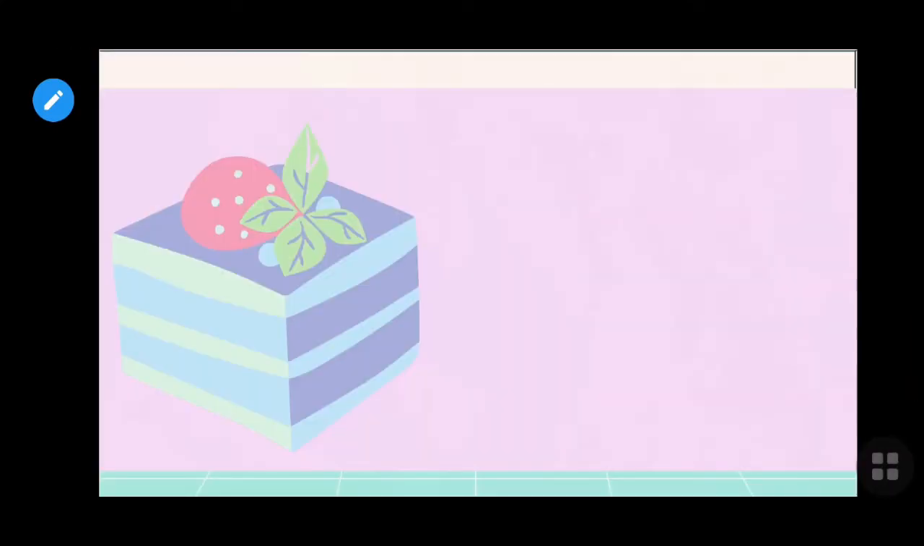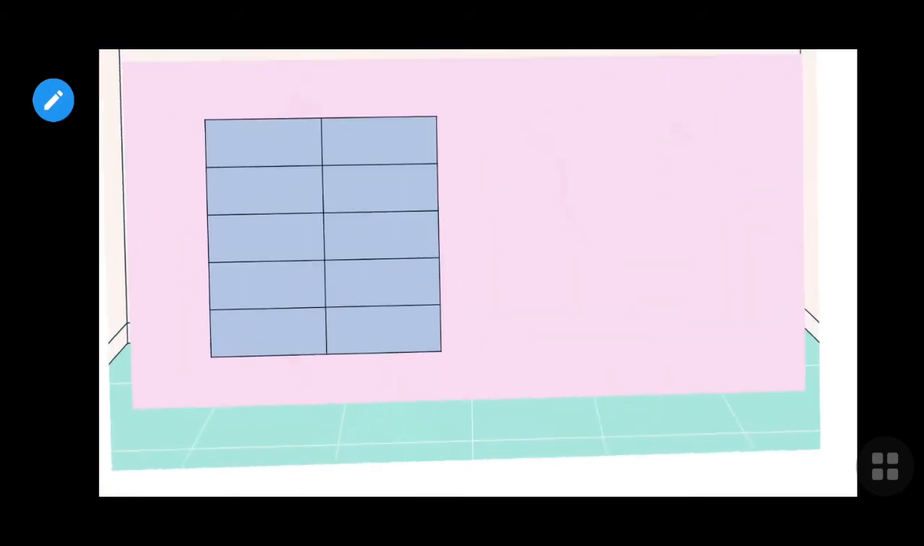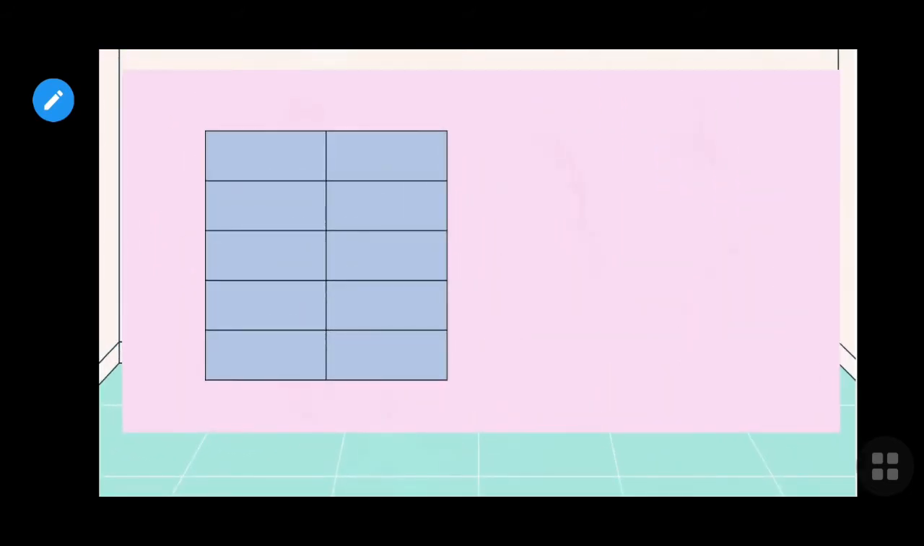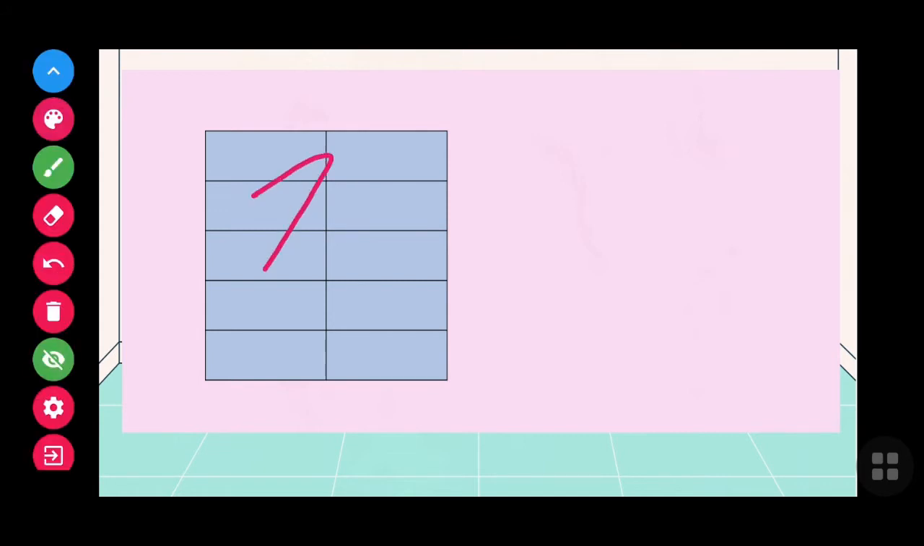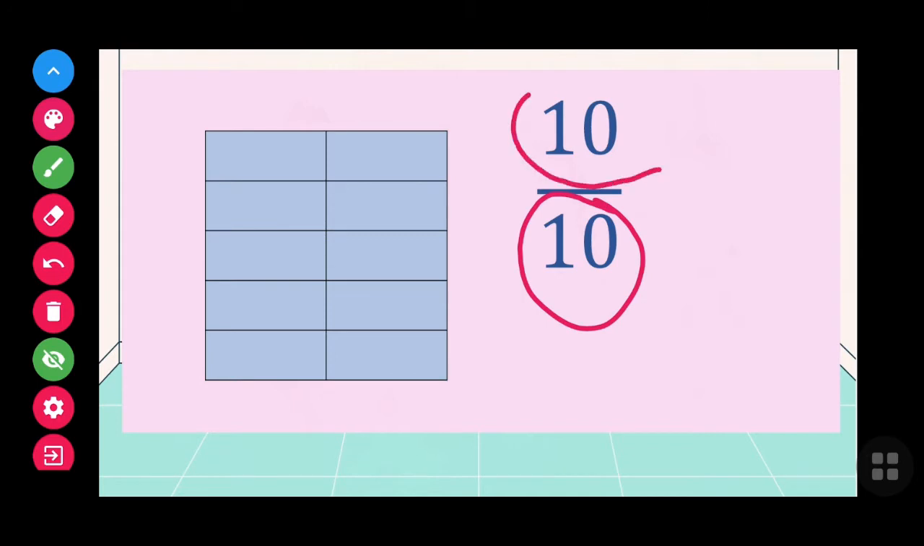See, we have a cake now at a party. This cake is divided into 10 equal parts, and the whole 10 parts have been finished. They have been eaten by everyone and it is done. So we express it as 10 over 10. We had 10 parts and all the 10 parts have been finished. So this is a fraction.